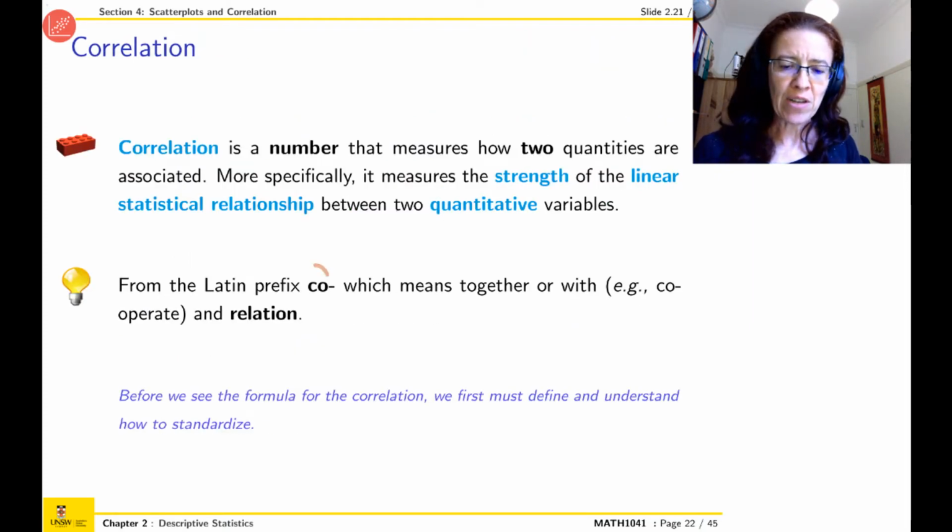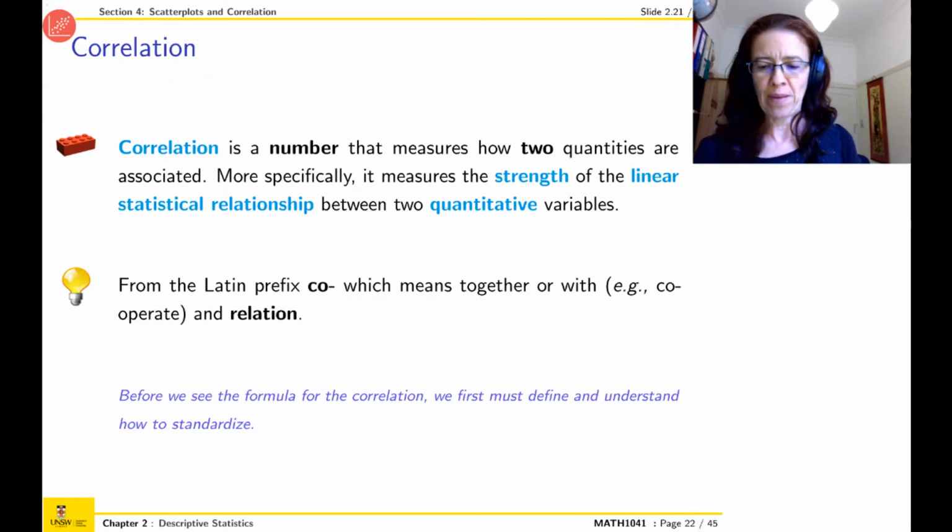As you can see from the name, co means together, and relation, because you have two of them. This is going to be defined by a formula, and in order to understand the formula, we need to take one step back and look at something called standardization.